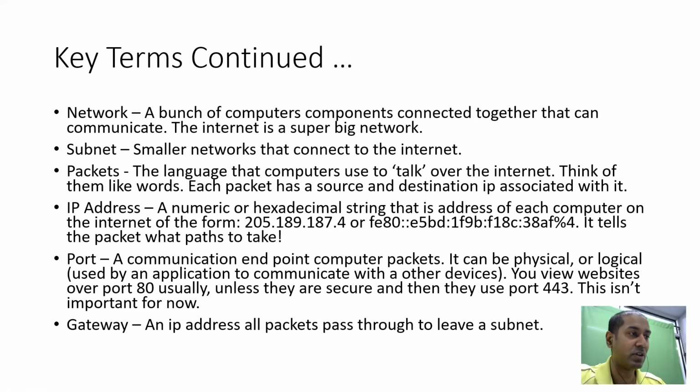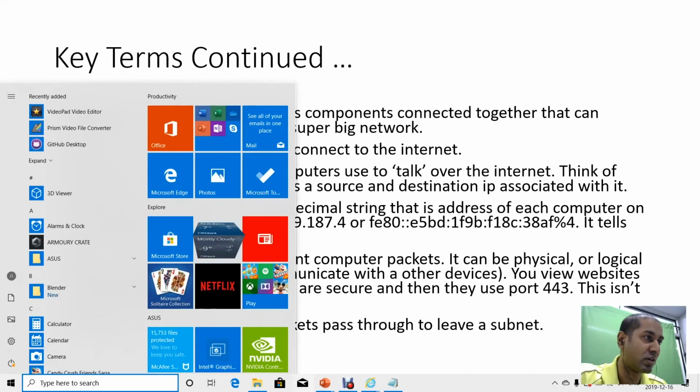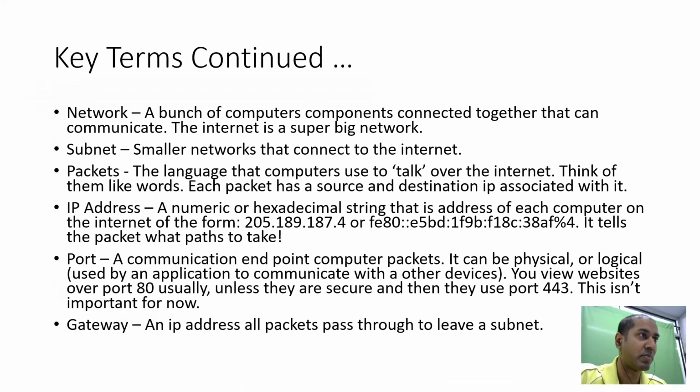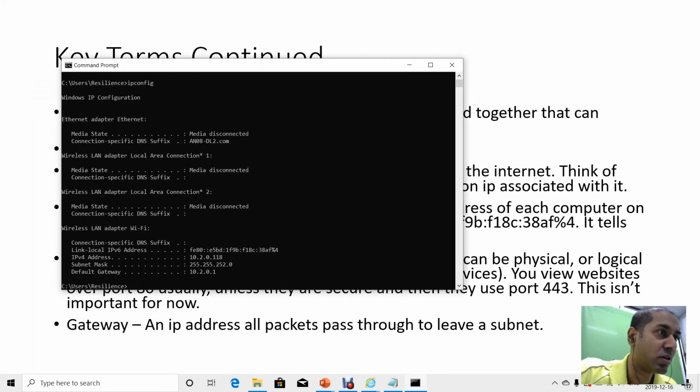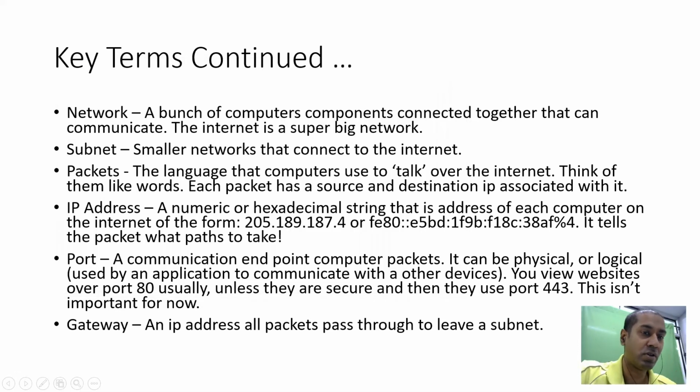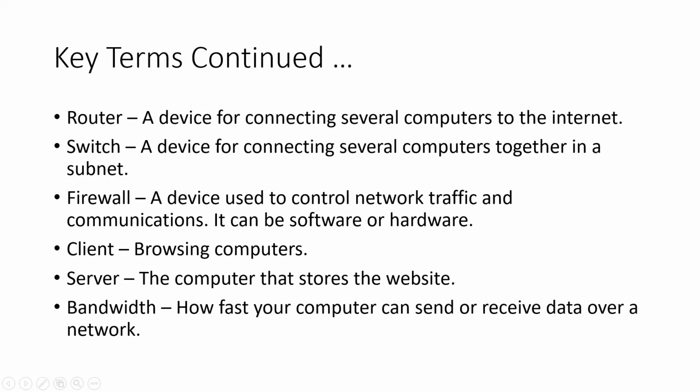So if we were to actually look at an example, let's open up our command prompt and type in ipconfig. As you can see here, we see our IP address and we see the default gateway. So if I'm sending information to the internet, it's passing through this IP address 10.2.0.1. But this will all make more sense as we get into developing the web application and things like this come up. But for now, just keep in mind that they exist.